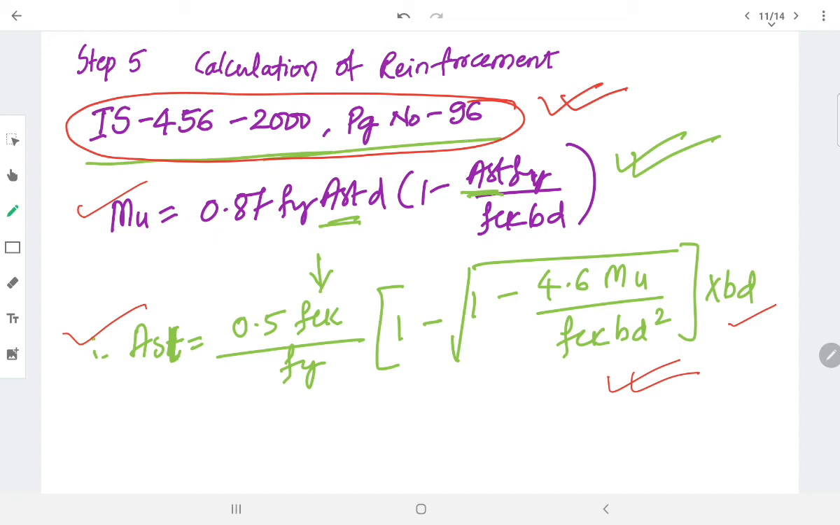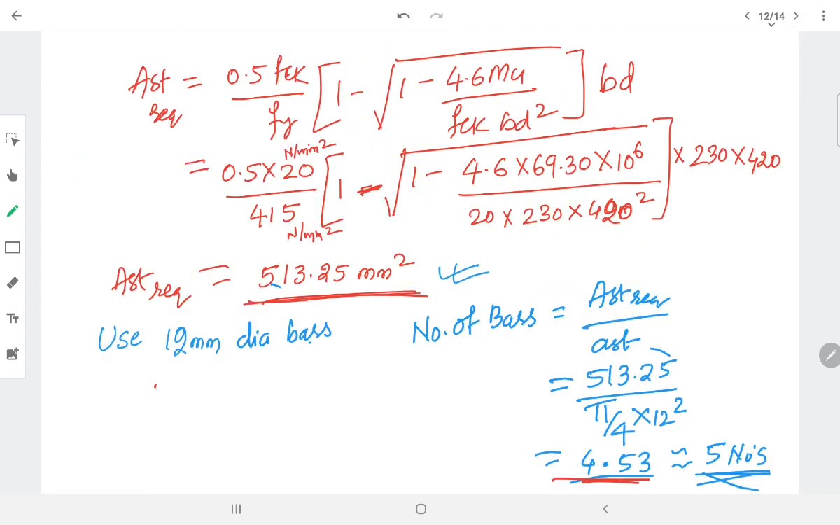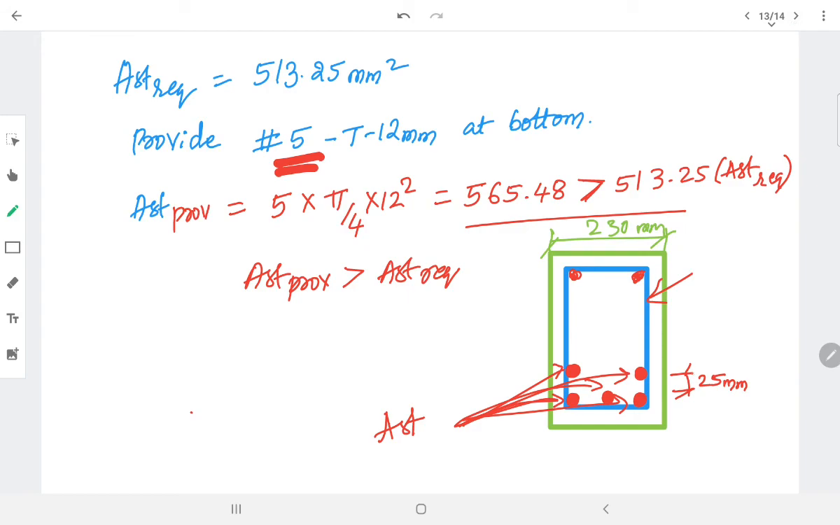Just go through this code, IS 456-2000, page number 96, we have this equation. This is the simplified equation. Obviously, you'll use this one to calculate the area of reinforcement required to resist the bending moment. If you provide 5 numbers of 12 mm, then whatever the moment is there, 69 point something kilonewton meter moment, it will get resisted by these 5 numbers of bars.